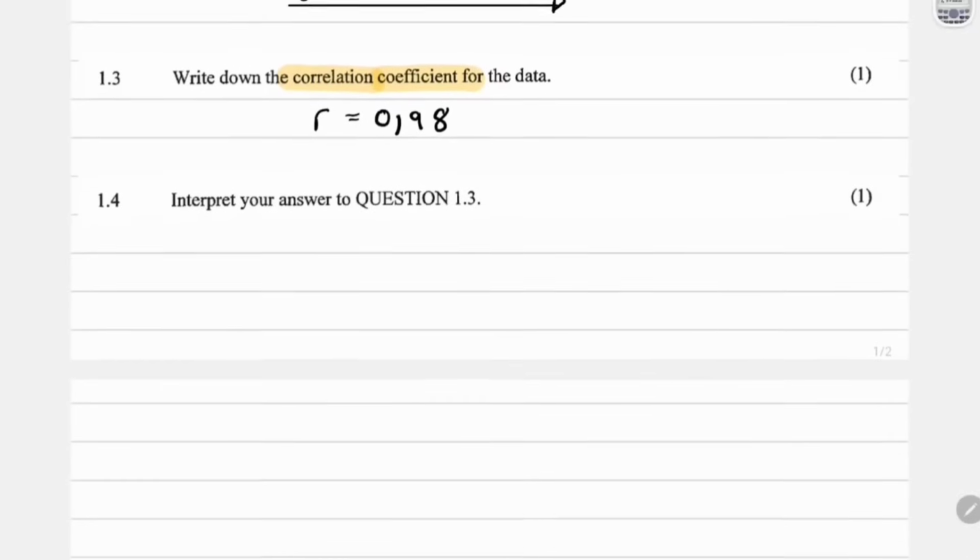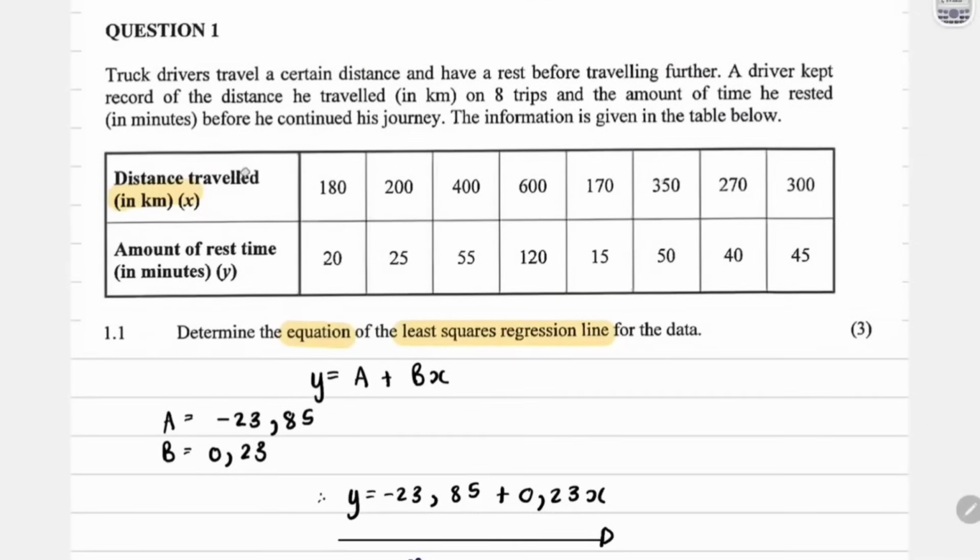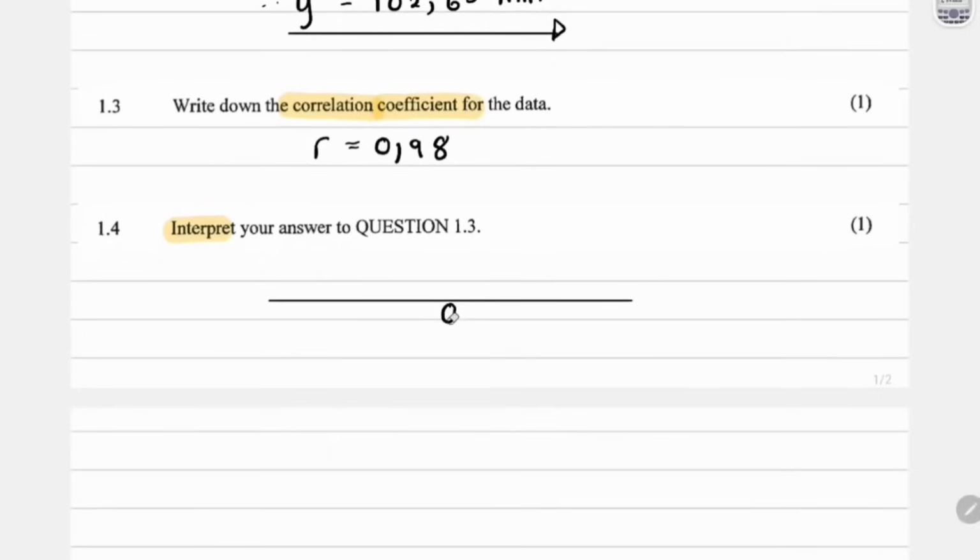The next question, 1.4, says interpret your answer for question 1.3. So when giving an interpretation, you're really just commenting on the correlation coefficient. What type of relationship do we have between our X and Y variables? You can look at the correlation like a number line. If you have a correlation coefficient of 0, this means there's absolutely no relationship whatsoever between the X and Y values. In this situation, the distance he travels and the time he takes to rest have absolutely nothing to do with each other. It's just completely random. That is what it would mean if our correlation coefficient was 0.